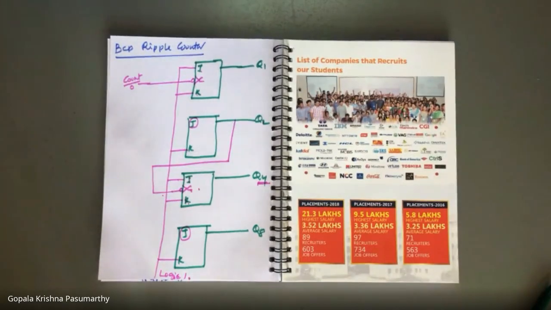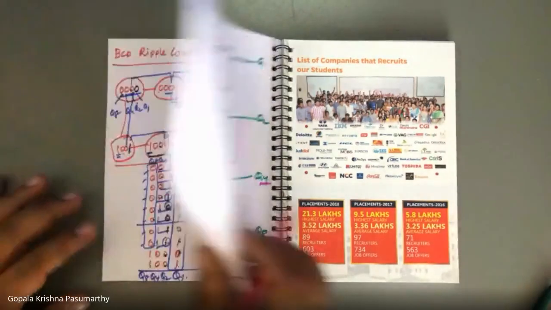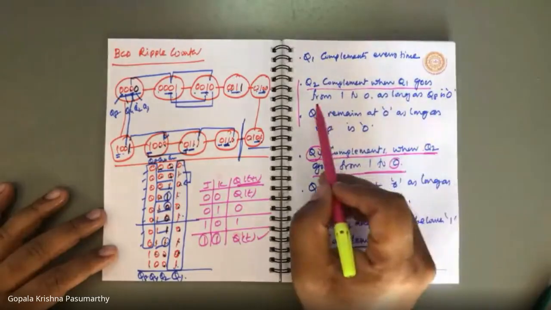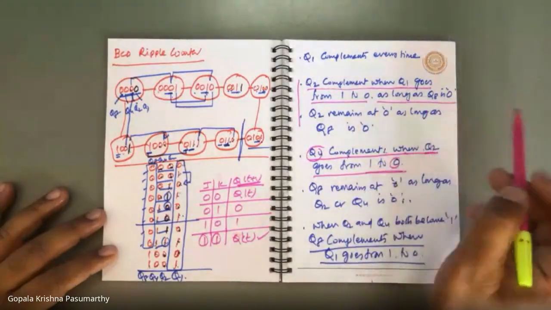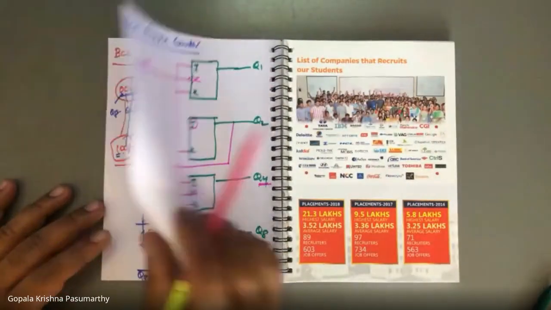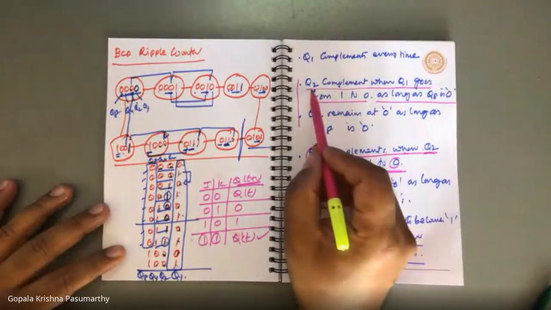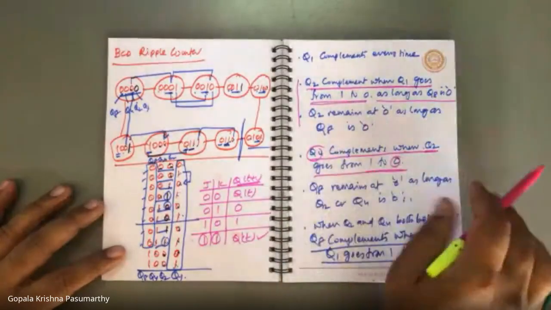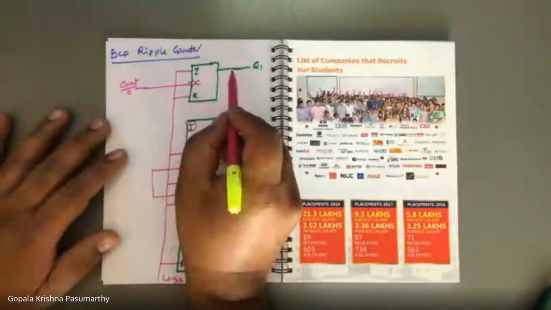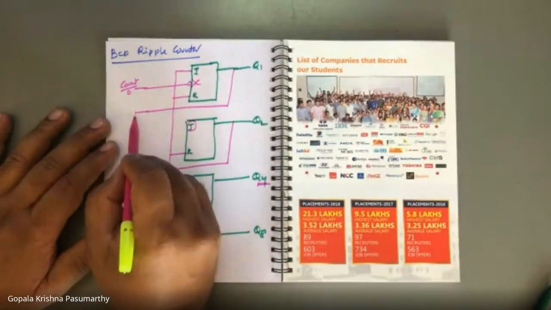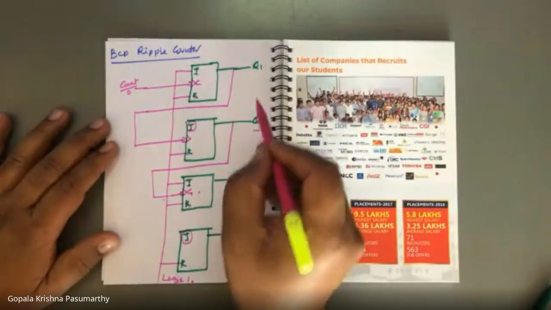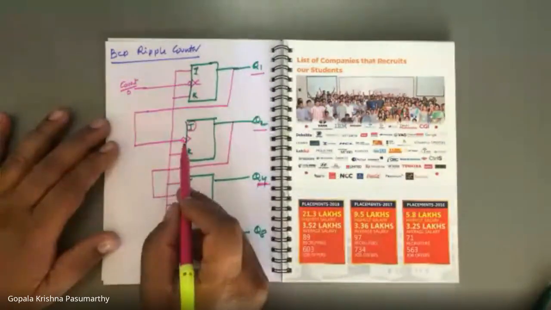Next, let us first look at Q2. What did I write for Q2? Q2 complements when Q1 goes from 1 to 0, as long as Q8 is 0. So I will connect Q1 to its clock, because whenever Q1 goes to 0, we want Q2 to complement. That's why I have connected it to this.